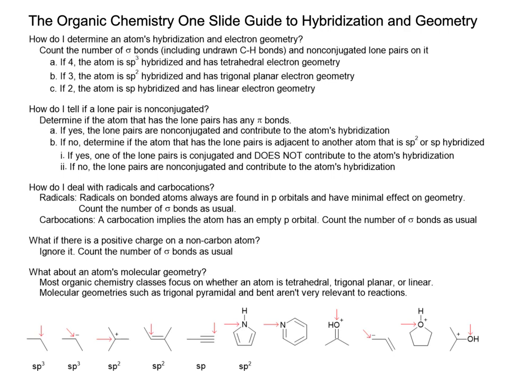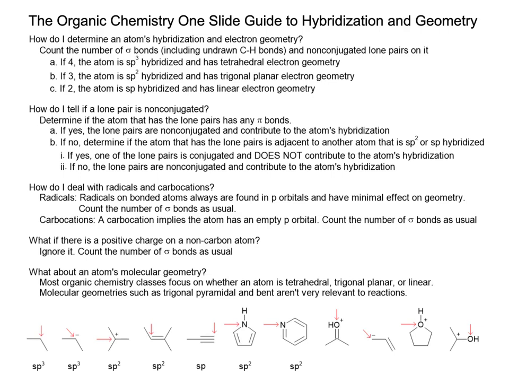On the next molecule over, once again, we're looking at a nitrogen, and it has 3 bonds on it for 6 valence electrons, so there must also be a lone pair on that nitrogen as well. In this case, the lone pair is non-conjugated because the nitrogen already has a pi bond on it. So since the lone pair is non-conjugated, it does contribute to the atom's hybridization. So I count 2 sigma bonds and 1 lone pair for 3, making this sp2 hybridized.